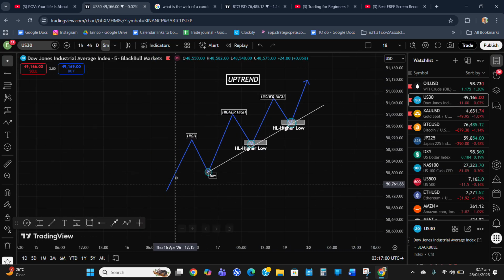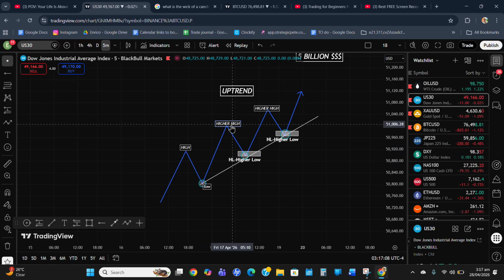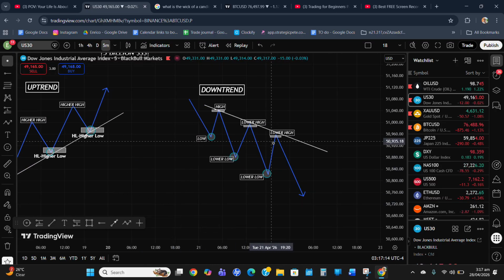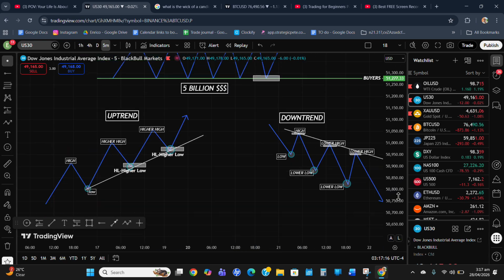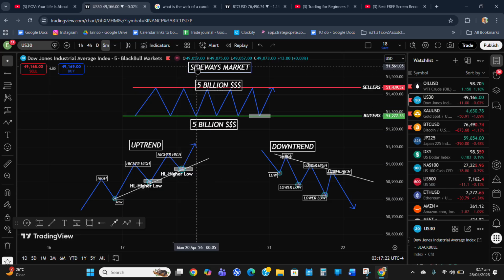This is an uptrend. For a recap, we have higher highs and higher lows within an uptrend. In a downtrend, we have lower highs and lower lows. These are your main three types of markets: consolidation markets, which are sideways markets, and uptrends and downtrends. The sideways market is always temporary. The market is never just sideways.